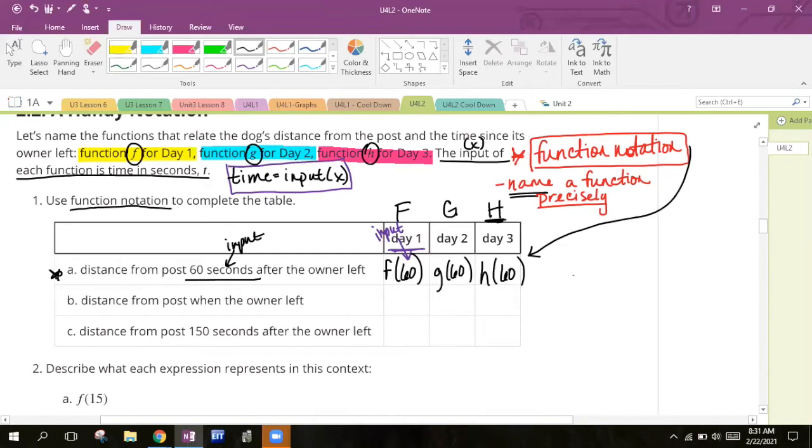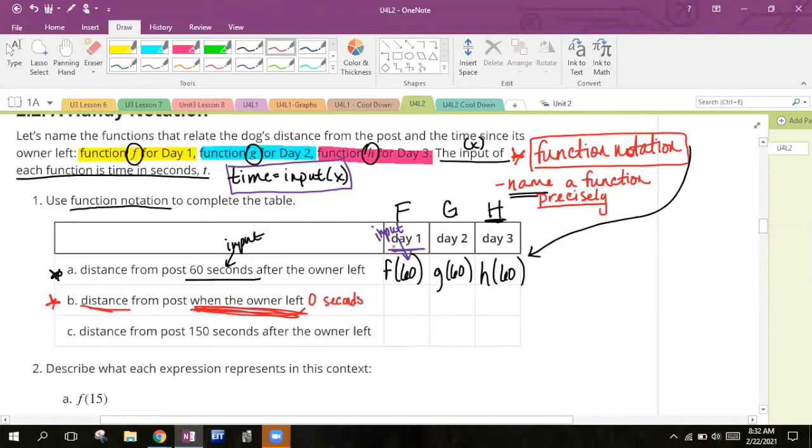Okay. Now, let's look at this next one. It wants to know the distance from the post when the owner left. Okay, so once again, we're still trying to find distance, but they didn't tell us how much time had passed. We have to kind of do a little bit of thinking. So right when the owner left, how much time had passed? 0 seconds.